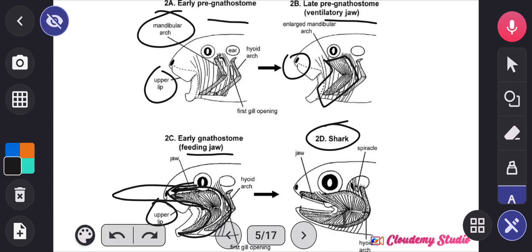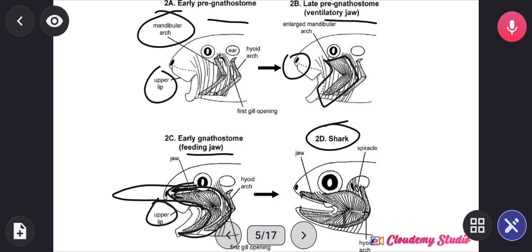Let me change the ink so that you can see it well. So look at it. We have the mandibular arc. Can you see it extend to cover the upper lip? Can you see? And it extends, and we can see it here. In this case we have no teeth, but in this case, when the upper jaw has been formed, then we have teeth.